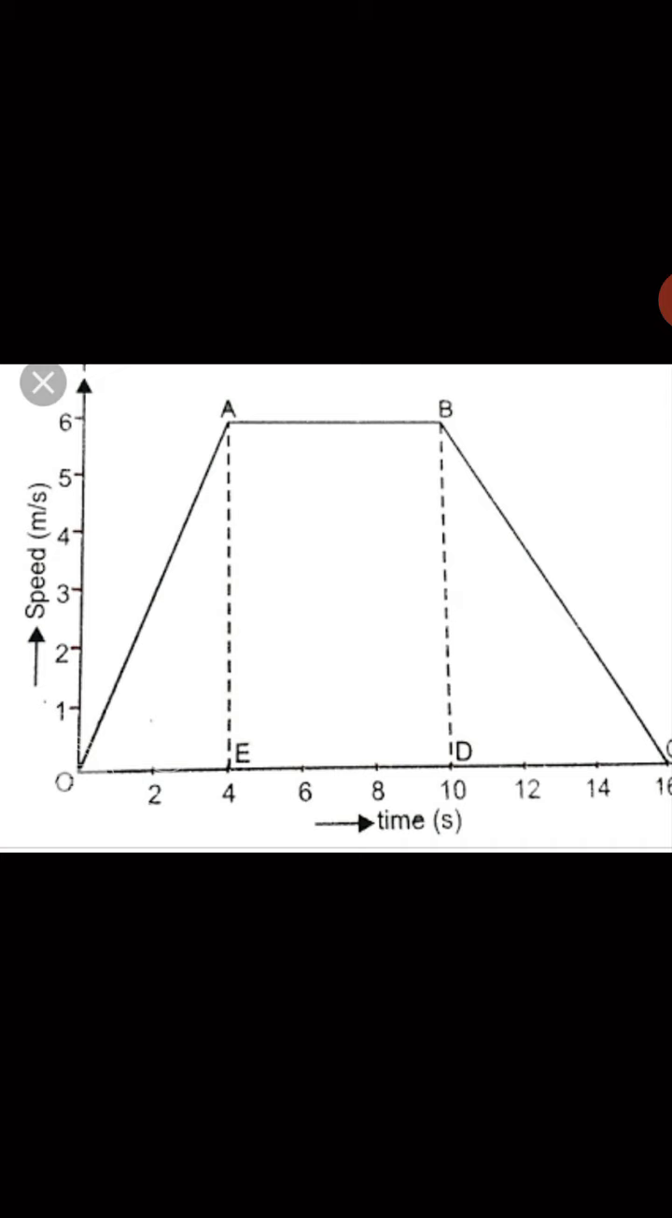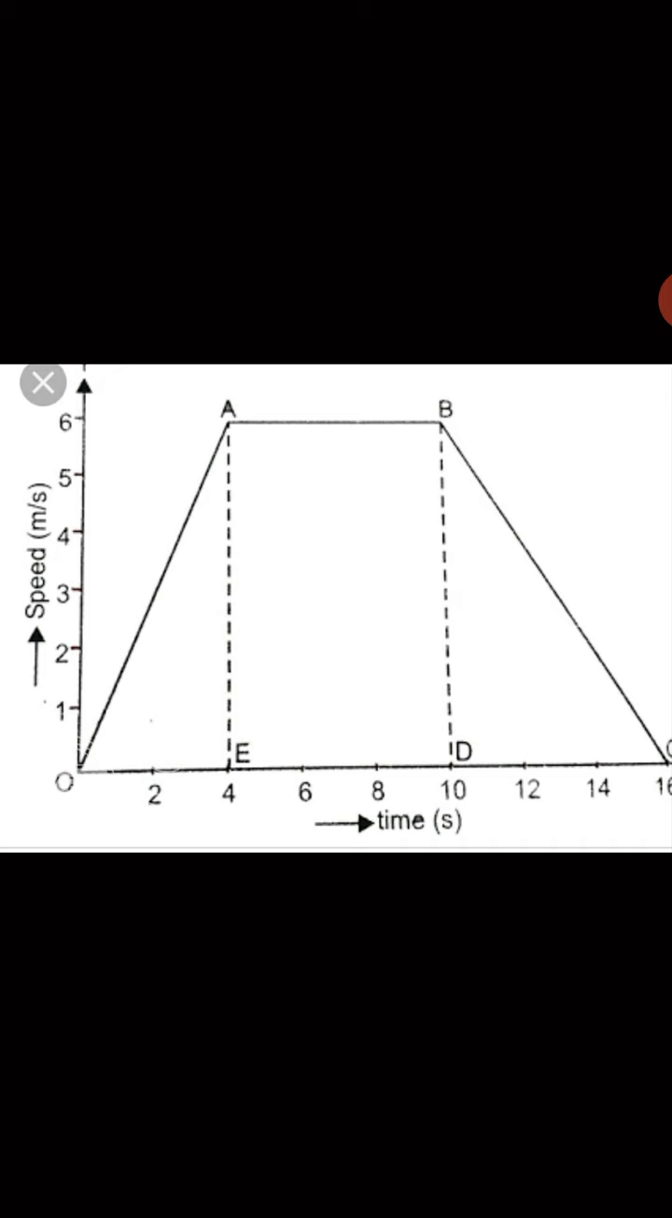Alright, so let's first describe how the object is moving with the help of the given graph. From point O to A, the object is accelerating. Then from point A to B, the line is a flat line, so the object is moving at a constant speed. And from point B down to C, the object is decelerating. So if the question asked is, at what time does the object show the speed 6 meter per second?